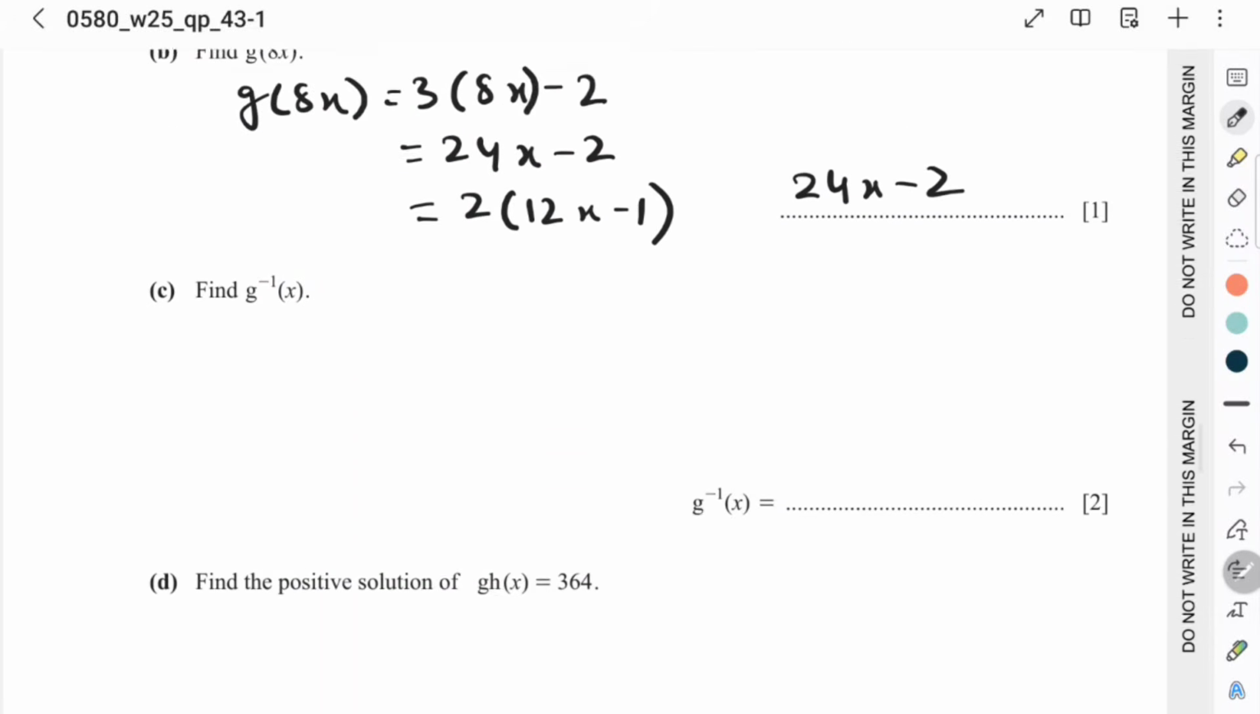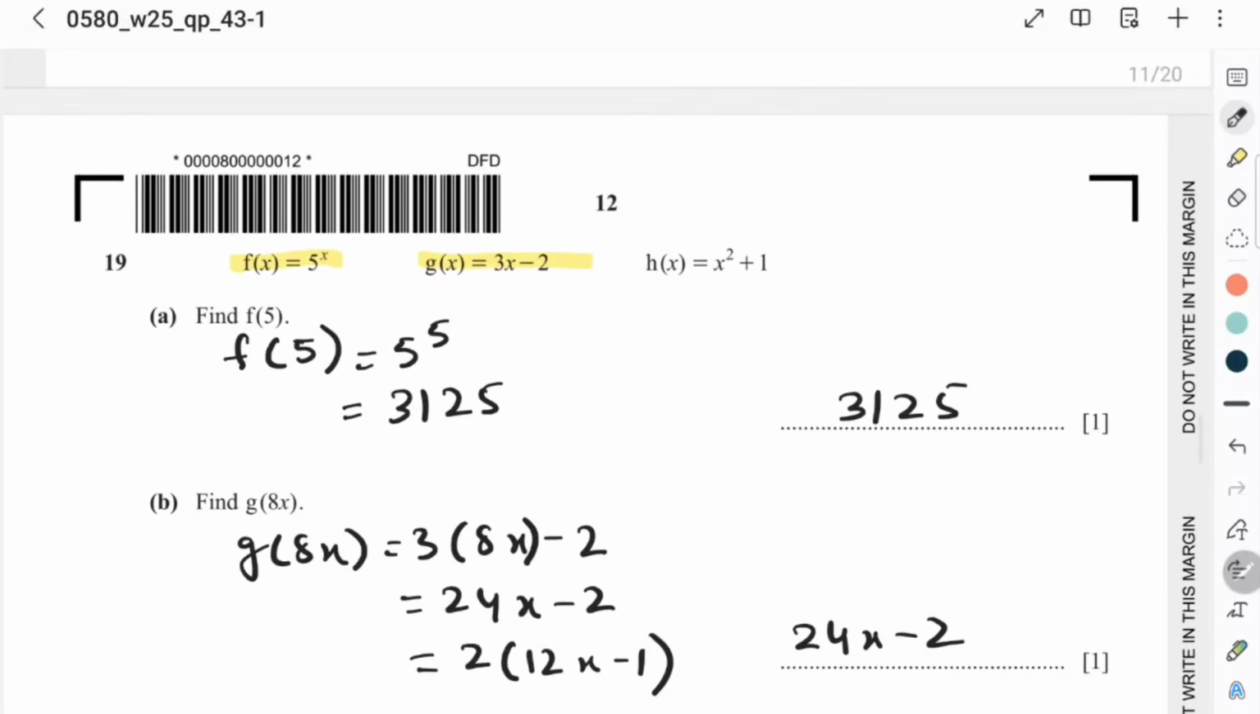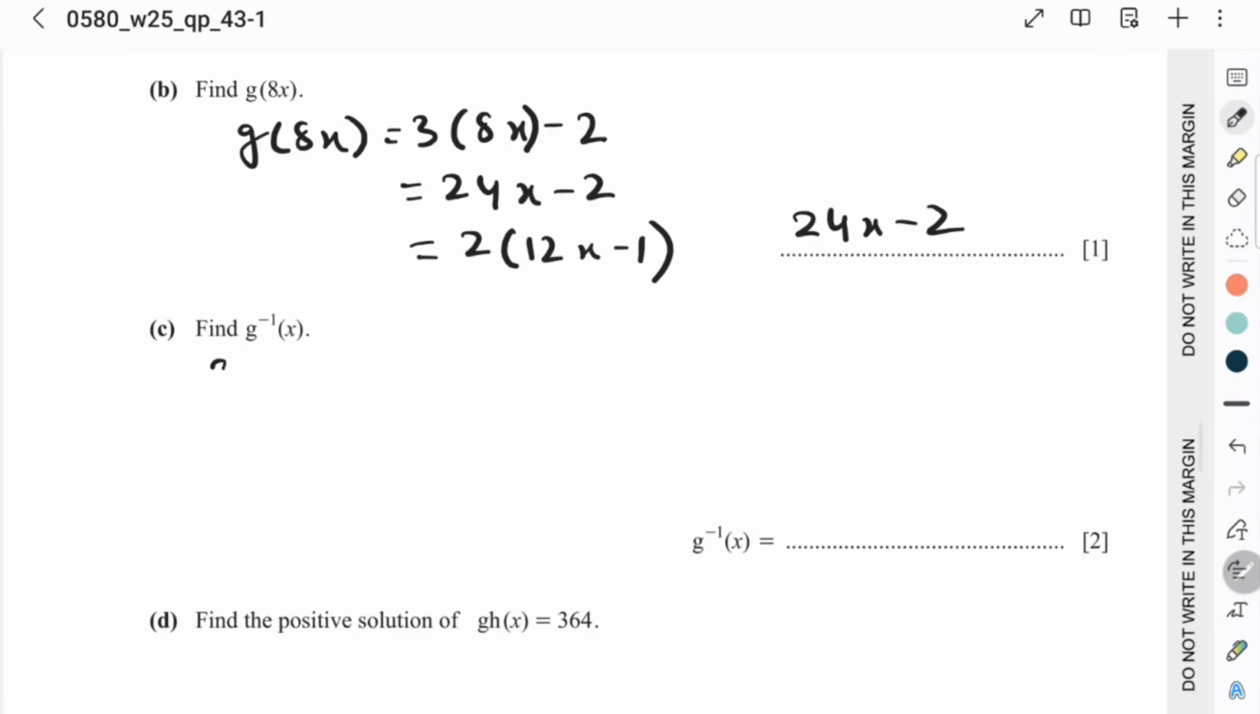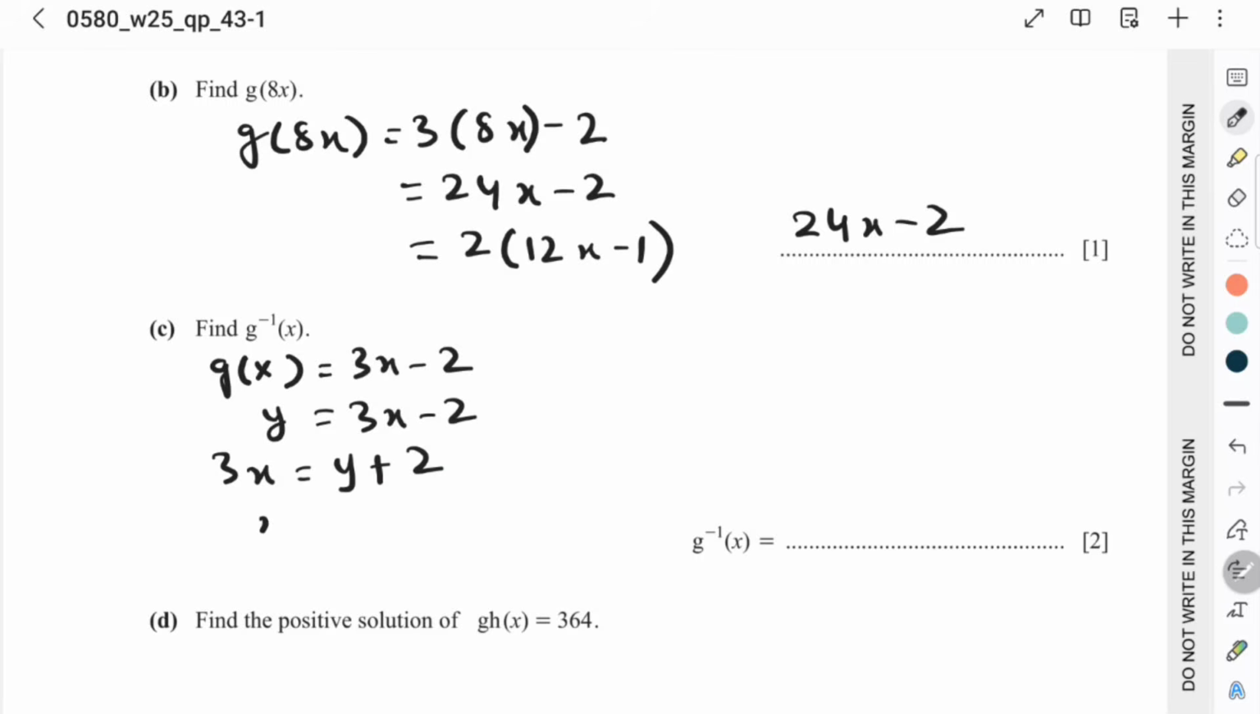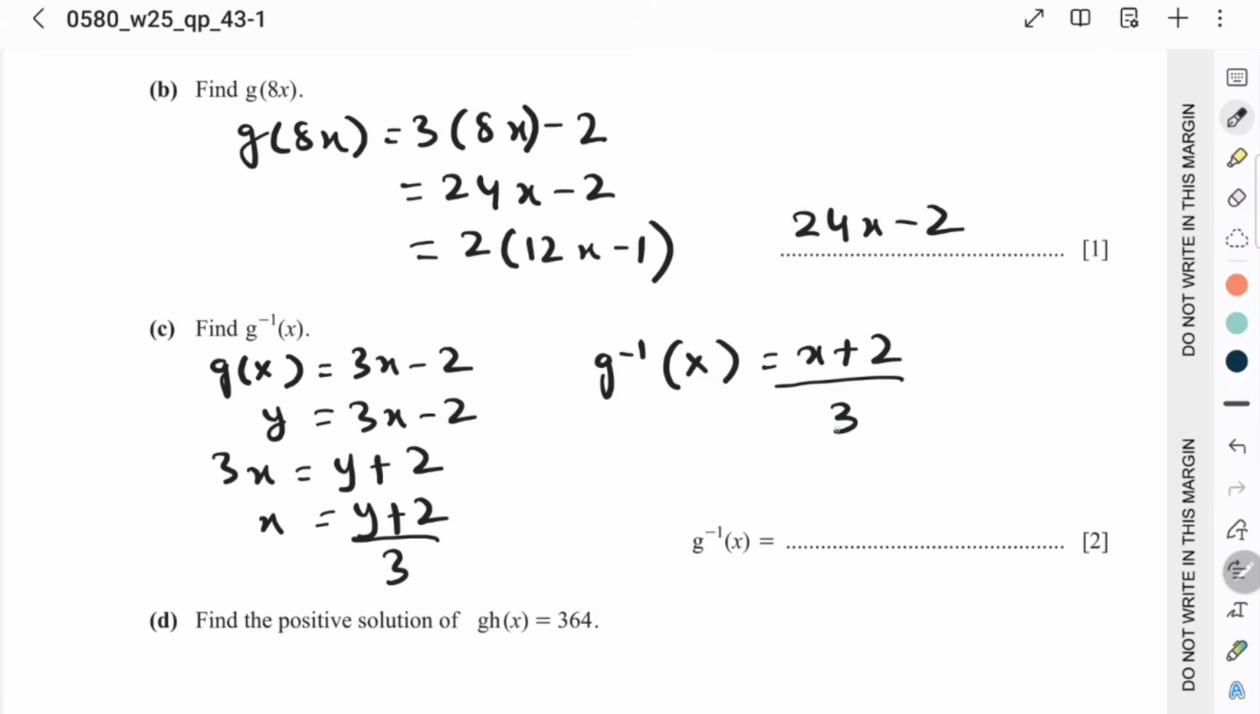Find g inverse of x. So g of x equals 3x minus 2. Let y equal 3x minus 2. Make x the subject: 3x is equal to y plus 2, x equals y plus 2 upon 3. So g inverse of x is equal to x plus 2 upon 3.